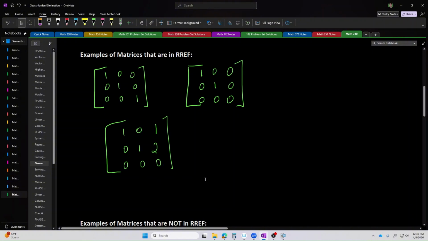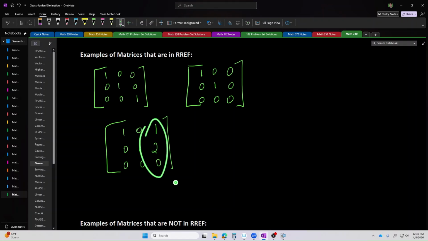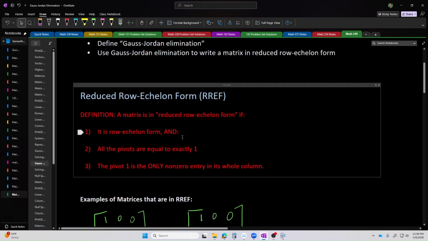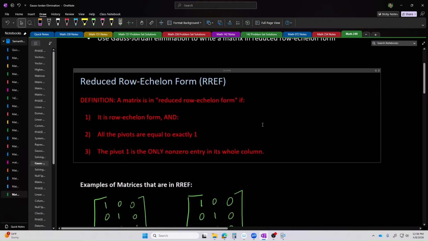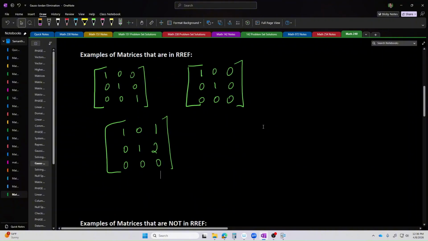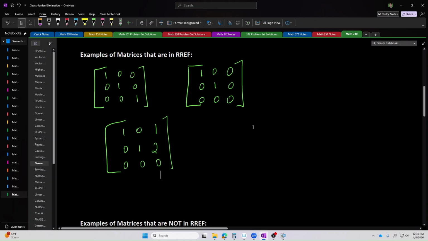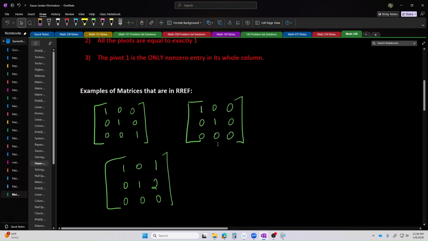All the requirements have been met for this matrix to be in reduced row echelon form. This third column isn't having much of an impact because it doesn't have any pivots inside of it. Much of the restrictions for reduced row echelon form do not care about columns that don't contain any pivots at all. So this third column is kind of free to do what it wants at this moment.